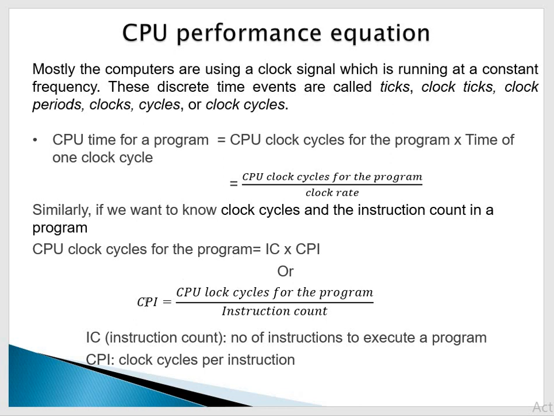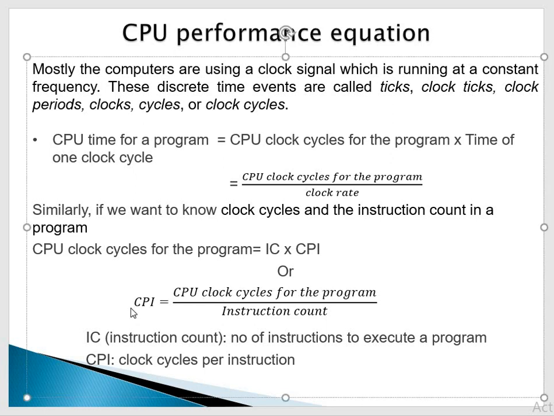In other words, if we want to calculate the number of clock cycles per instruction, how can we calculate it? This can be calculated by knowing how many clock cycles are required for a program divided by the number of instructions, or instruction count. Here we are using IC for the number of instructions to execute a program, and CPI is the clock cycles per instruction. By knowing this we can calculate the CPU time for a program, either as the CPU clock cycles in a program multiplied by one clock cycle time, or as the clock cycles for a program divided by the clock rate, which is the frequency of the clock.